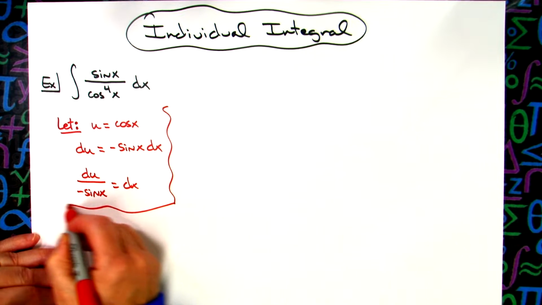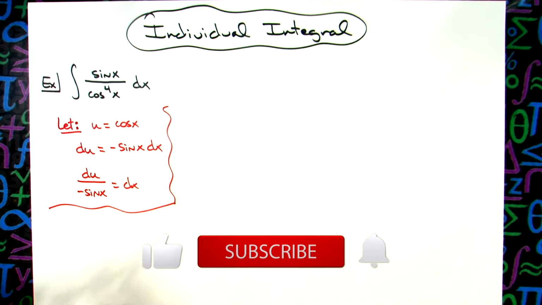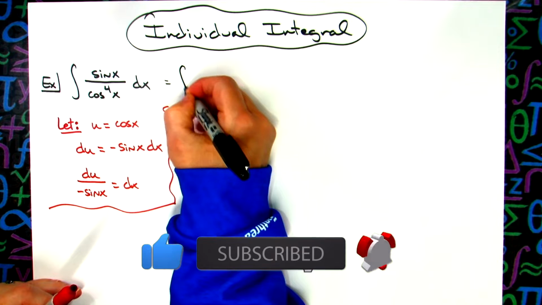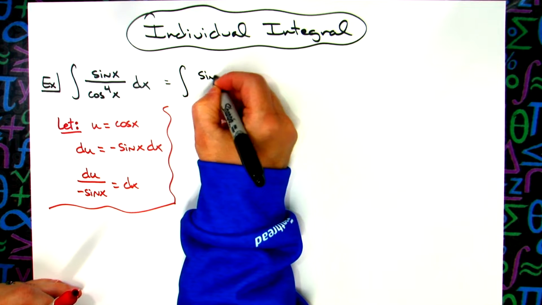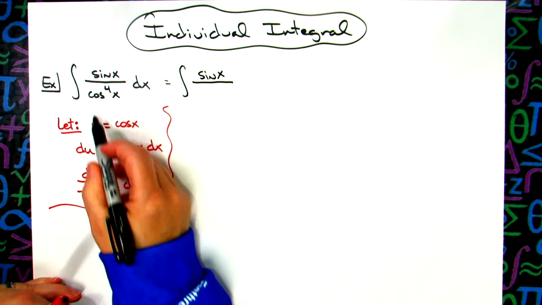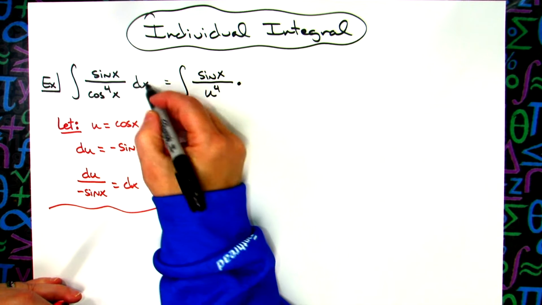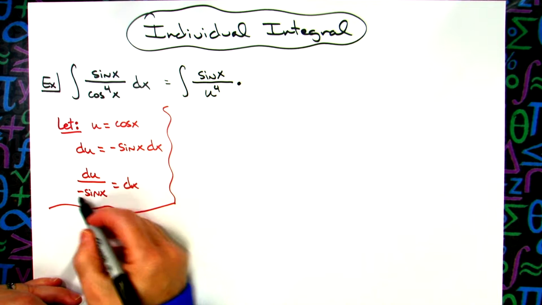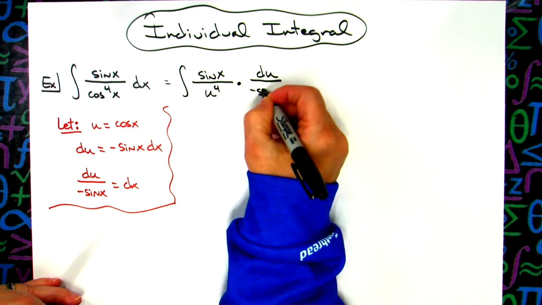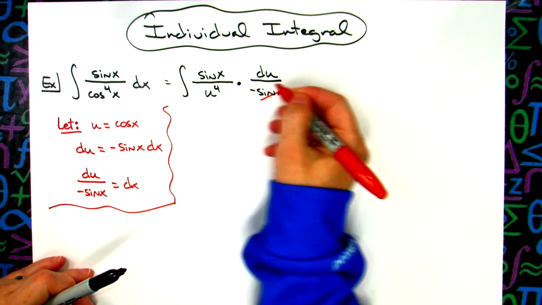All right, at that point, then we're going to come down here and we're going to start substituting into our integral here. So I'll have the integral. I'm going to have that sine x remain on top. On the bottom here, since cosine is u, we're going to have a u to the fourth power. And then we're going to go ahead and change that dx for what it equals. We'll have a du over a negative sine x. That's going to allow us to cross out those sine x's.